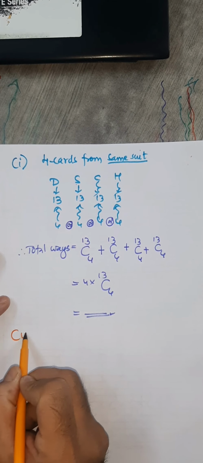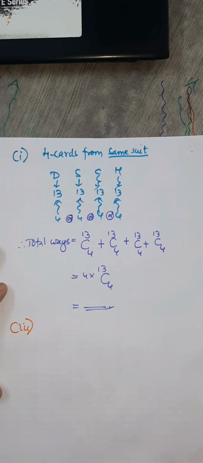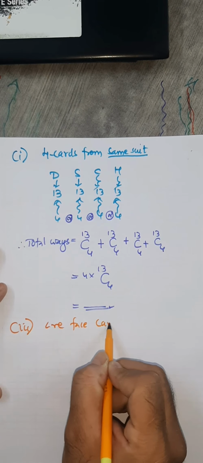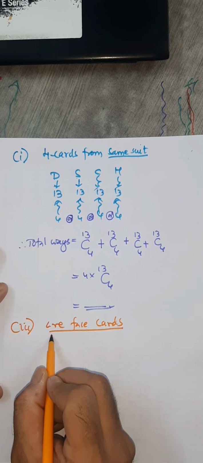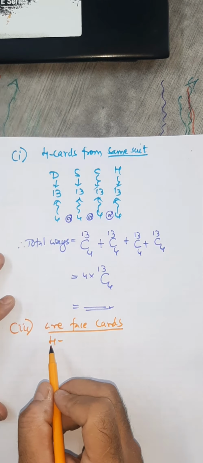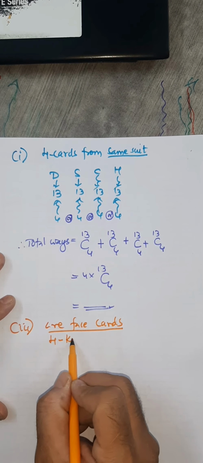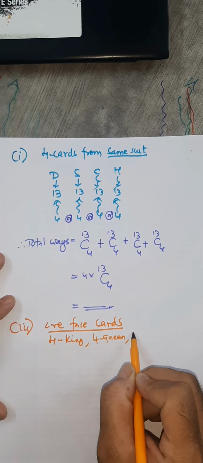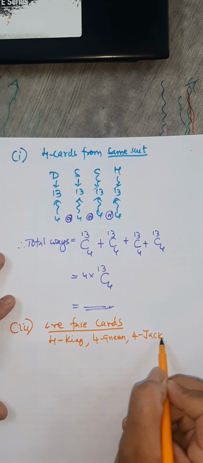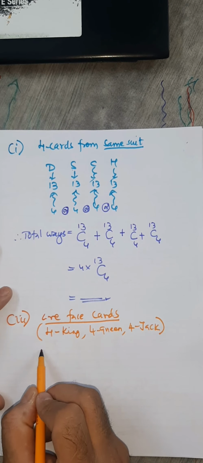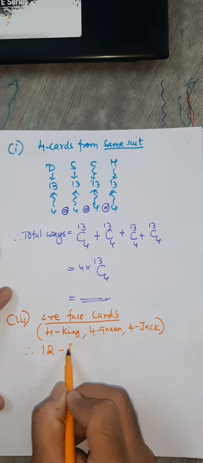Third sub question, let's go to that. All face cards. You know there are 12 face cards, right? 4 king, 4 queen and 4 jack. These are called face cards, right? If you look at these 12 cards, you will see a face on each one. So these are called 12 face cards. Therefore, total 12 face cards.